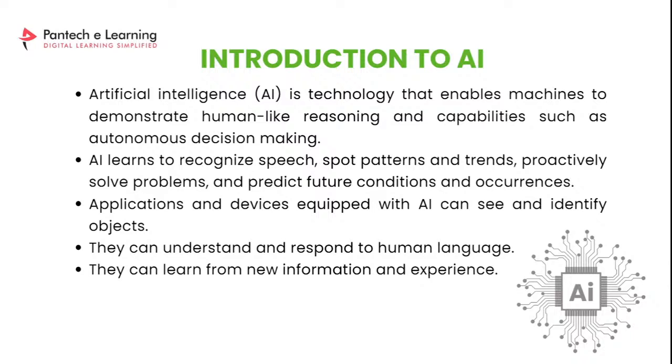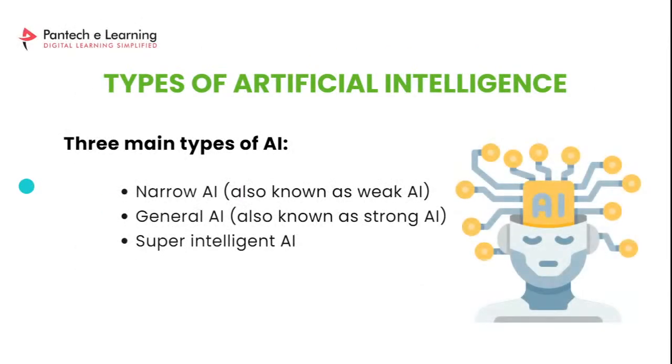Okay, now let's get back to this. Applications and devices equipped with AI can see and identify objects. They can understand and respond to human language. They can learn from new information and experience. They can make detailed recommendations to users and experts. They can act independently, replacing the need for human intelligence or intervention. A classic example is a self-driving car. Now let's see the types of artificial intelligence.